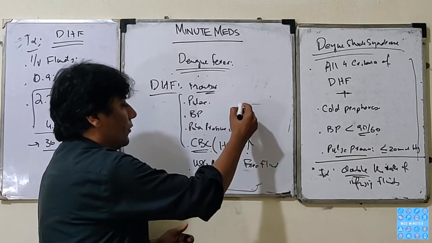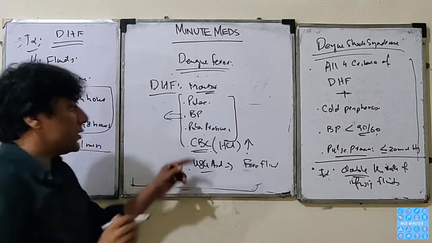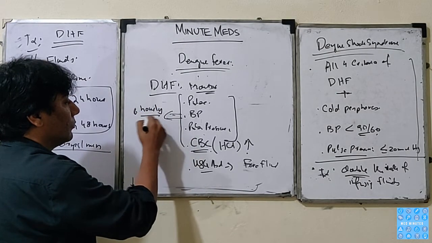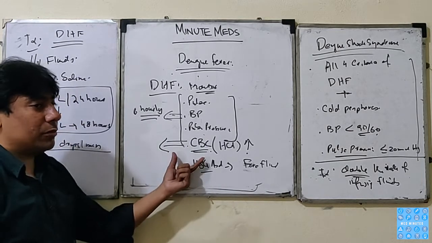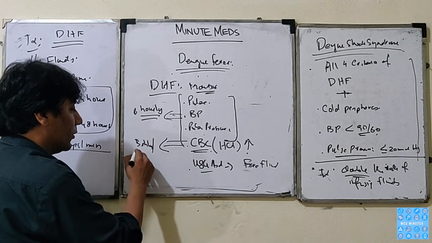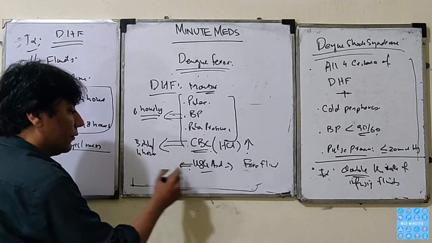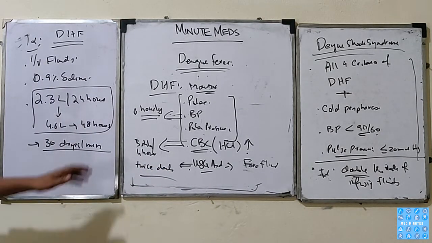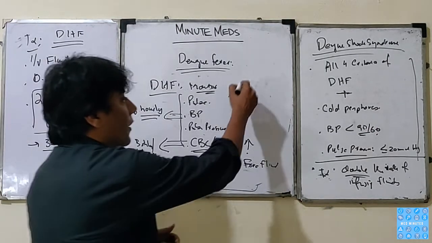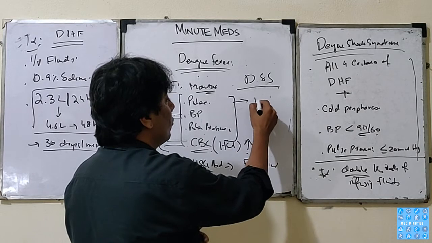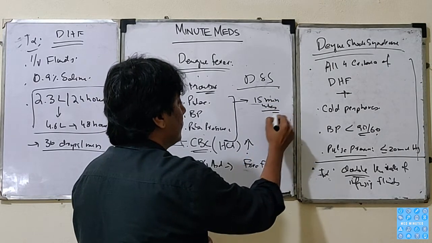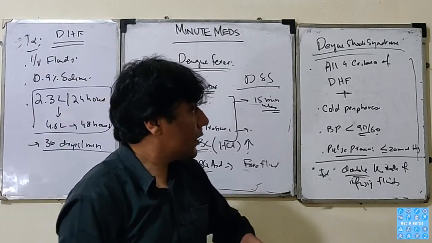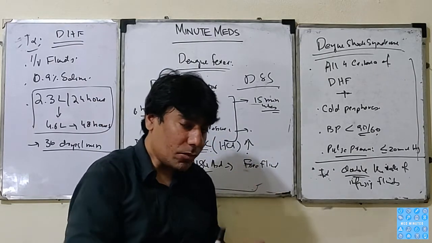In dengue hemorrhagic fever, pulse, blood pressure and pulse pressure are usually done hourly. We even send the complete blood count 3 hourly or 4 hourly. An ultrasound abdomen for the free fluid is done twice daily. And in the case of dengue shock syndrome, all of these things are to be monitored every 15 minutes. There are other variations in the treatment, but this is at a very complicated level.